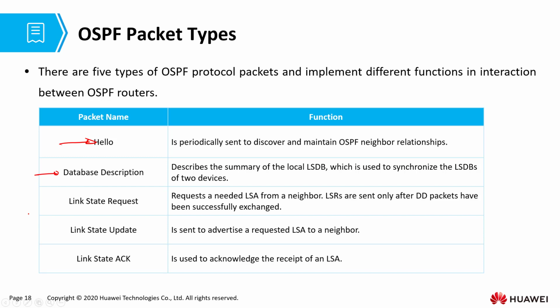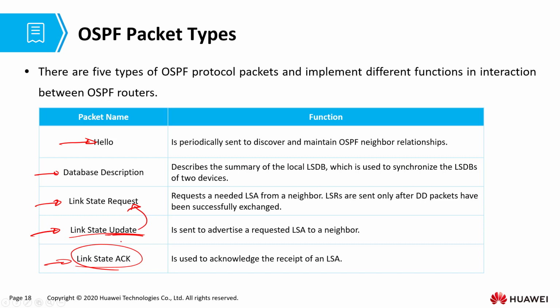The database descriptor packets are used to share a summary of the link state database with the neighbor. The link state requests are used to ask for detailed information on entries in the database descriptor that the local router does not know of. The link state update is used as a reply to the link state request, giving detailed information about a particular link state advert. And the link state acknowledgement is used to tell the sender of the link state update, hey, I received that update. Thanks a lot. Please send me the next link state advert.